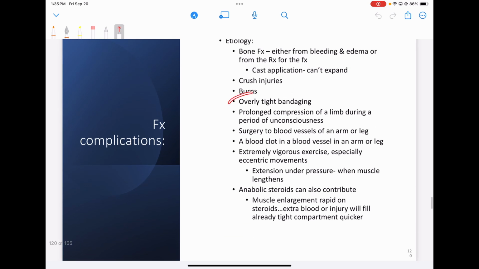Burns are here. Overly tight bandaging can do it as well. Any athletic trainers here? Wrapping tapes? No one wants to say anything now if I'm calling you? Okay. Anyway, that's why you've got to be careful when you wrap people's wrists with the tape, because if you do it too tight, you can cause a compartment syndrome.